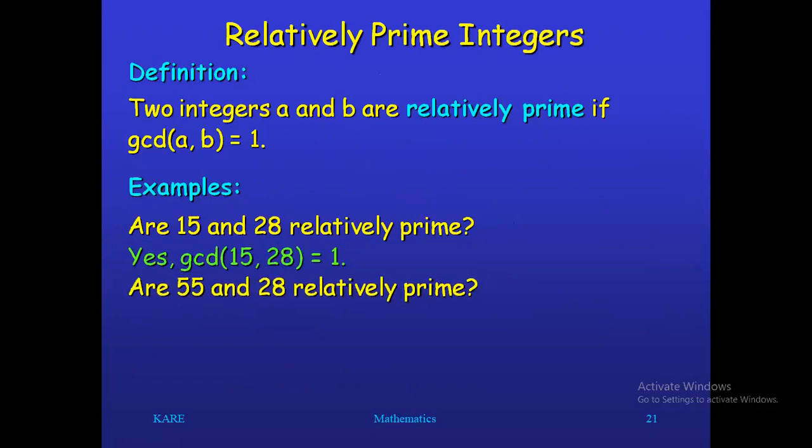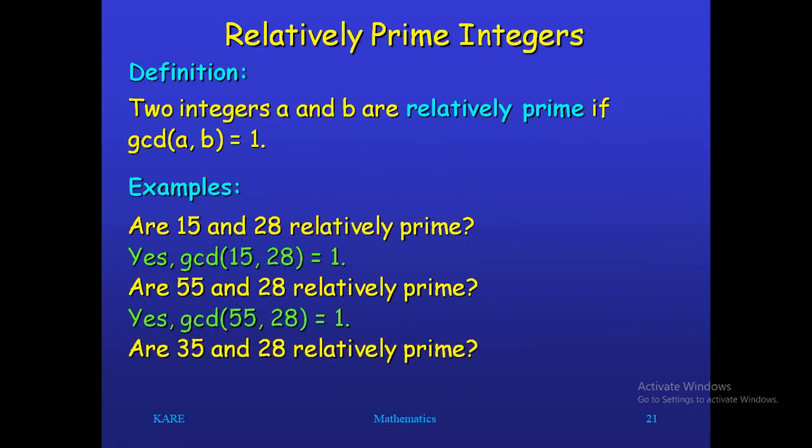Are 55 and 28 relatively prime? Yes, because the GCD is equal to 1. Again, 35 and 28? No. Why? Because the number 7 divides 35 as well as 28. Seven fives are 35, seven fours are 28. So in this case, 35 and 28 are not relatively prime because their GCD is not equal to 1, it is 7.